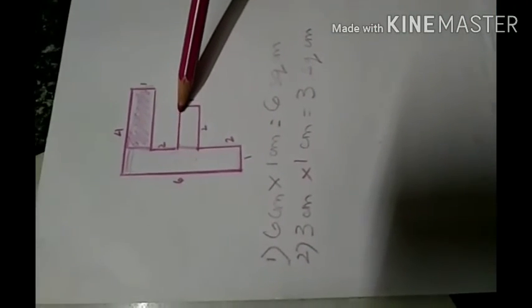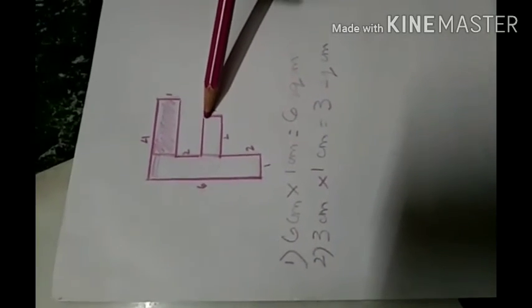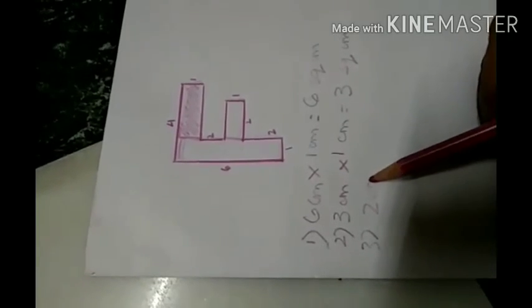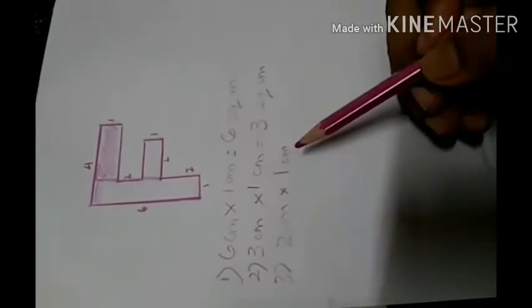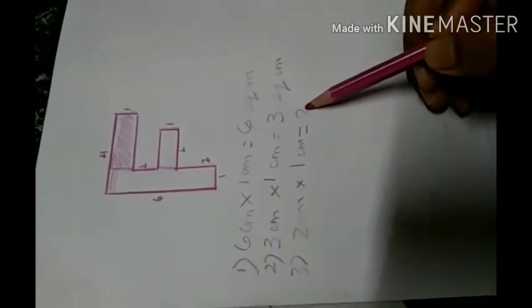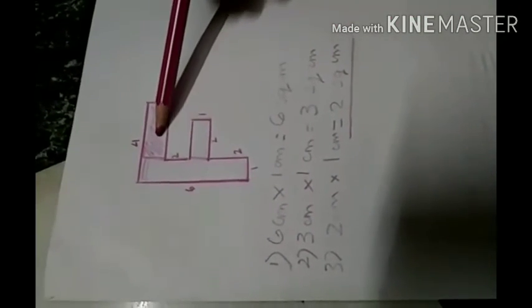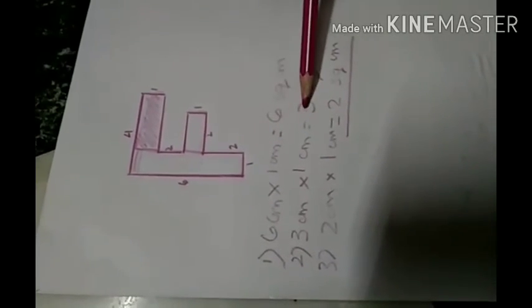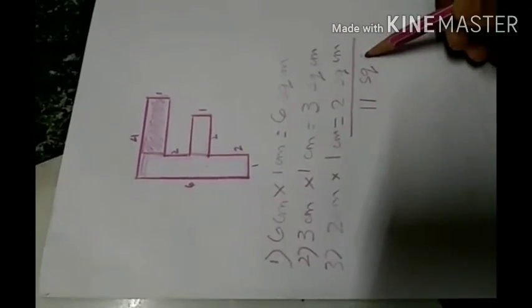Now we are left with the smallest rectangle. This is length 2, this is breadth 1. So length 2 centimeter into breadth 1 centimeter equal to 2 square centimeter. Now we make a total of this rectangle, this rectangle, this rectangle. 6 plus 3 plus 2. 6 plus 3 is 9. 9 plus 2, 11 square centimeter.